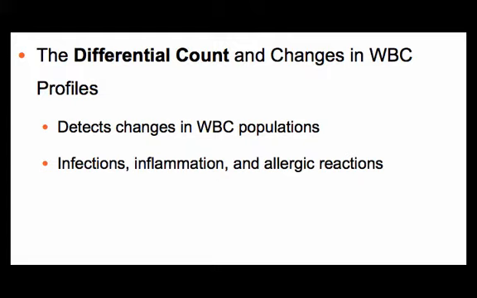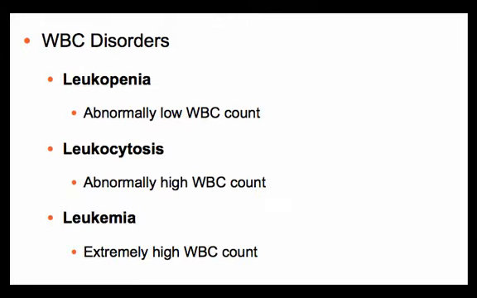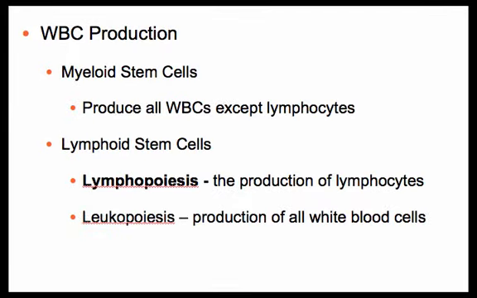The number of white blood cells can be measured in a blood sample to detect changes in the white blood cell populations. Infections, inflammation, and allergic reactions can all change the percentage of white blood cells in a sample of blood, called a differential blood cell count. For example, leukopenia is a term given to an abnormally low white blood cell count, and leukemia is a term used when there is an extremely high white blood cell count. Lymphocytes are produced by myeloid stem cells during the process of lymphopoiesis. The production of all white blood cells is called leukopoiesis.